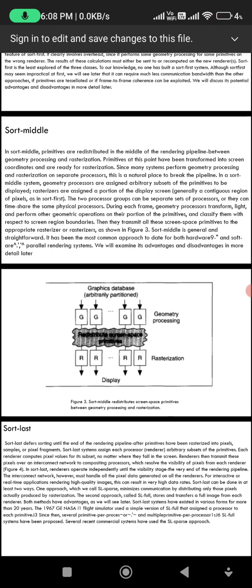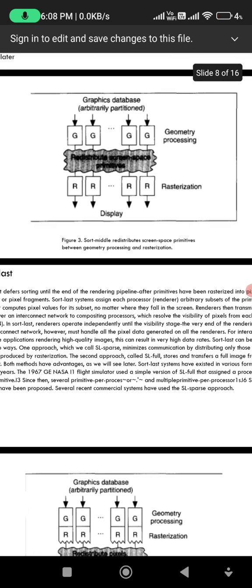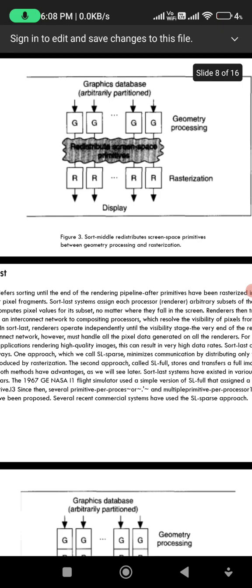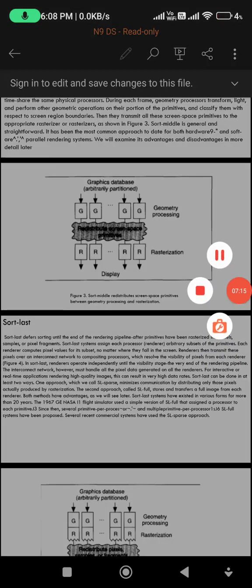It has been the most common approach to date for both hardware and software. We will examine its advantages and disadvantages in more detail later. Figure 3 shows sort middle redistributes screen space primitives between geometric processing and rasterization.